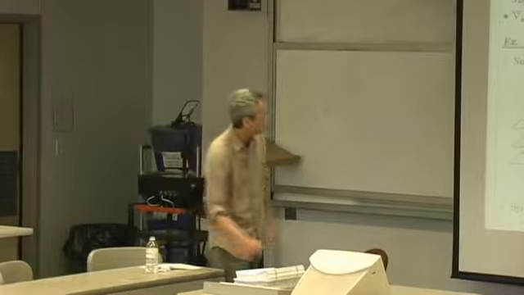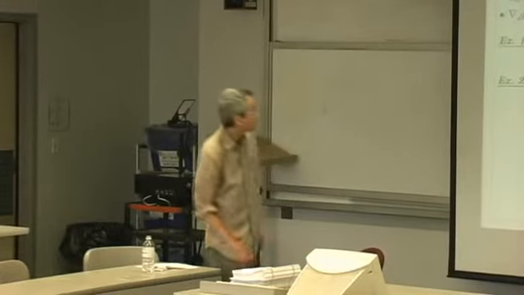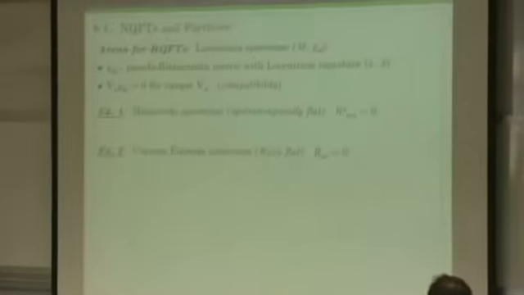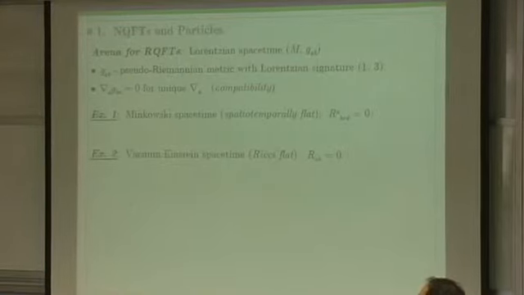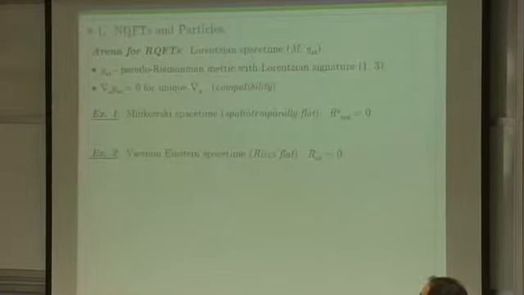So another example of a Lorentzian spacetime is vacuum Einstein spacetime, characterized by a vanishing Ricci tensor. And this entails spatio-temporal flatness only in conformally flat Lorentzian spacetimes, those in which the Weyl curvature tensor vanishes.